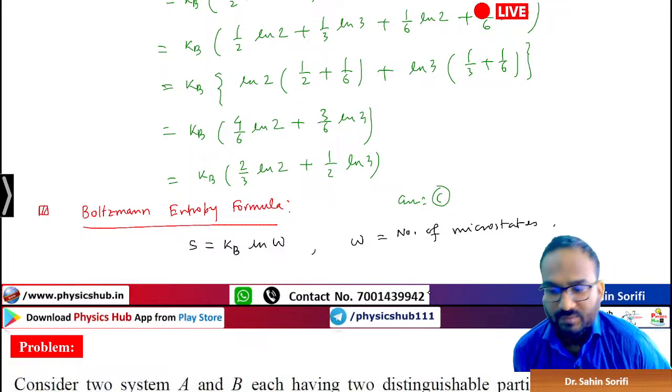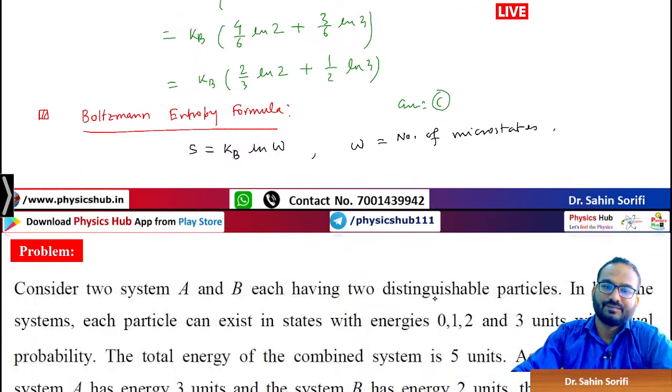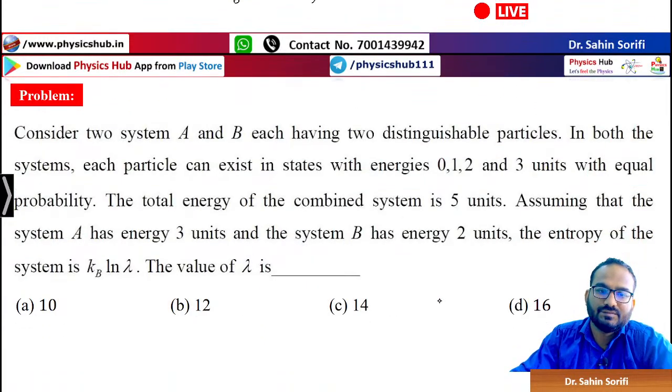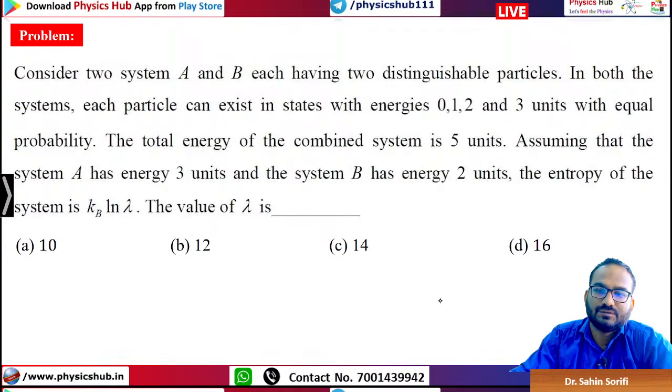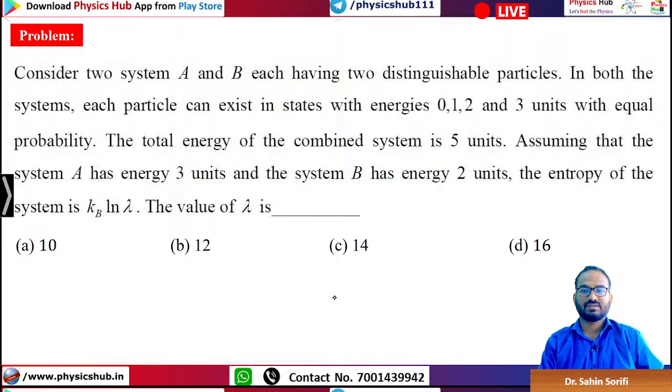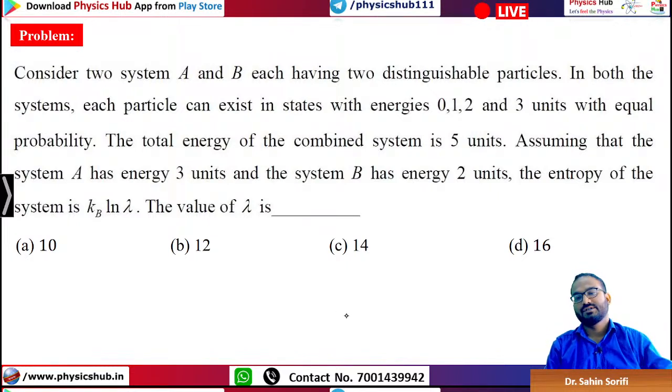So I am giving you a problem based on this. Consider two systems A and B, each having two indistinguishable particles. In both systems, each particle can exist in states with energies 0, 1, 2 and 3 units with equal probability. Total energy of the combined system is 5 units. Assuming that system A has energy 3 units and system B has energy 2 units, the entropy of the system is Kb ln lambda. What is the value of lambda? Can you do it?